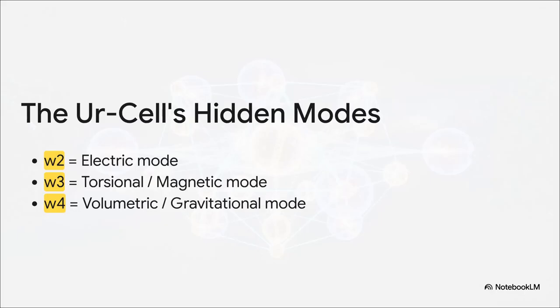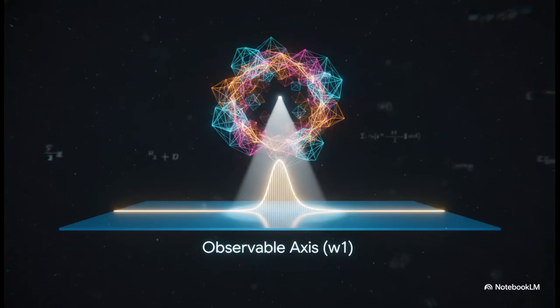Now, this isn't just some static block. Nope. Each cell is like a tiny engine, and it has three hidden ways it can vibrate or respond. As you can see, they're called modes: an electric mode, a torsional or magnetic one, and a volumetric or gravitational mode. This is the hidden machinery. And this right here, this is the golden rule of the entire framework. It's super important. We can never see those hidden W2, W3, and W4 vibrations directly. The only physics we can ever measure, everything from light to gravity, is just a projection, like a shadow, of all that hidden activity onto a single observable axis we call W1.